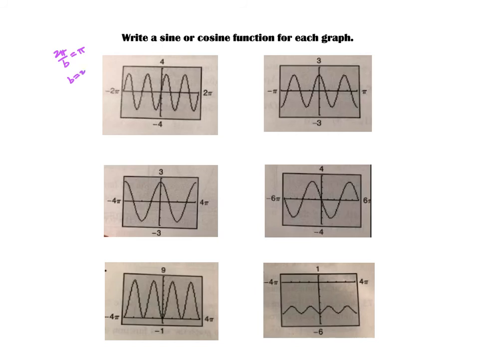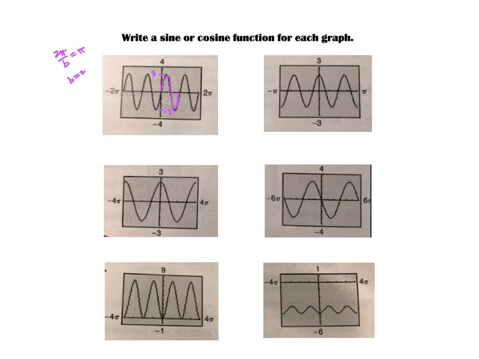Okay, so I've identified something. Let's see if we've got a vertical stretch. Yeah, we do, of a factor of 3. Now, this hasn't been reflected because this is the standard position and orientation of the sine function, so our amplitude is 3 and our a value is also 3. No reflection needed. Okay, it doesn't look like there's any horizontal shifts.